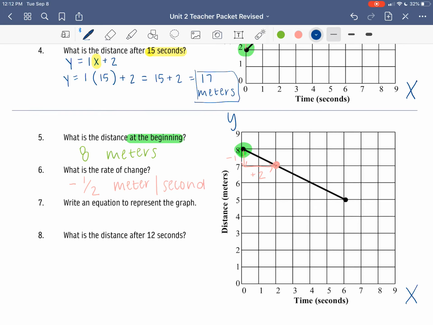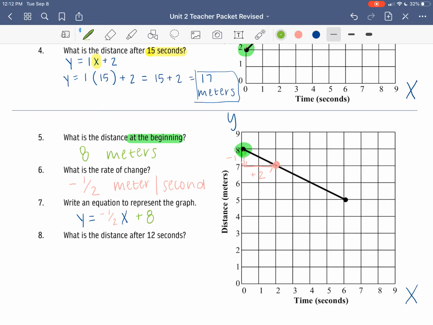So in our equation, we would write that as y equals negative 1/2 x plus 8. So again, the negative 1/2 is my rate of change. The 8 is my beginning value, or my 0 term.